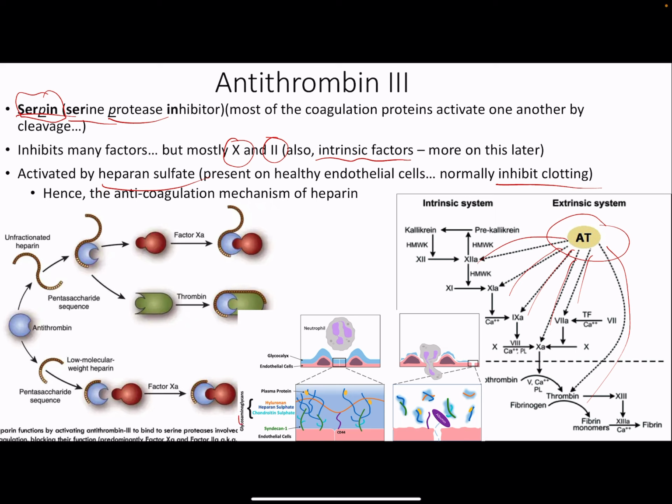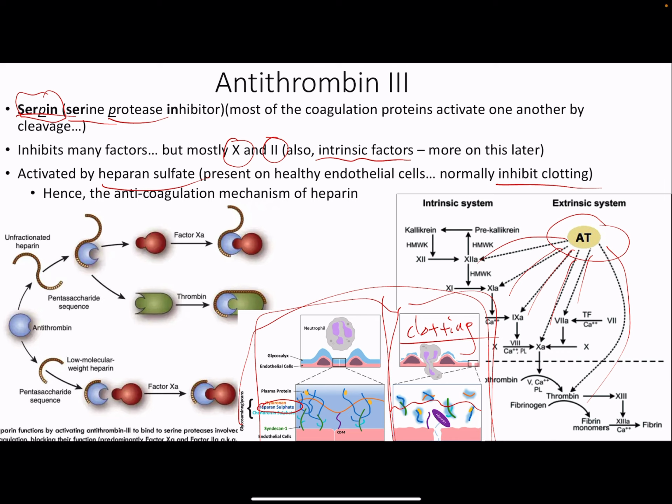And this picture here is just showing a normal healthy endothelial cell on the left there. Notice that we have heparin sulfate, but in this picture on the right, I have some damage, and note that there is not so much heparin sulfate. And what that means is you would then probably have widespread clotting because you no longer have the heparin sulfate, so you no longer activate antithrombin 3.